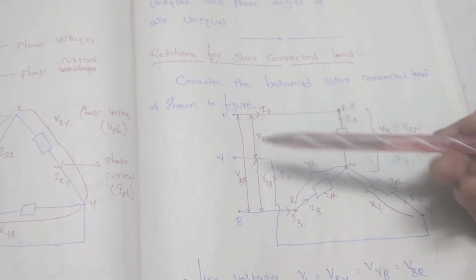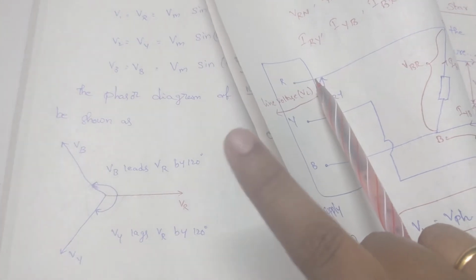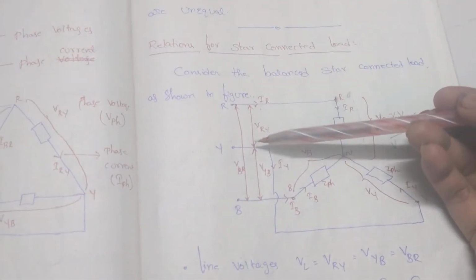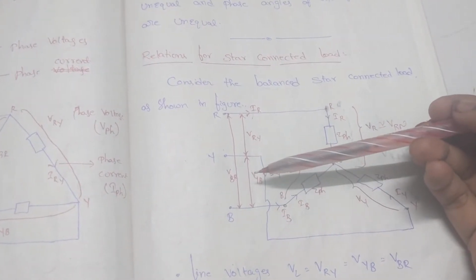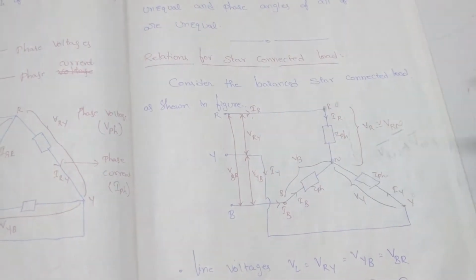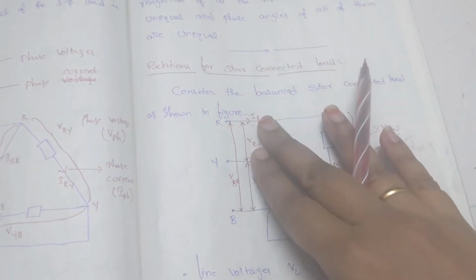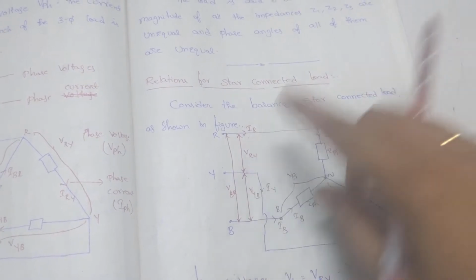We are considering them in a clockwise direction as per the phasor diagram: RY, YB and BR. So VRY is the voltage across R and Y, the voltage across Y and B is VYB, and the voltage across B and R is VBR. These are the line voltages. We have the idea about line currents as well as line voltages.